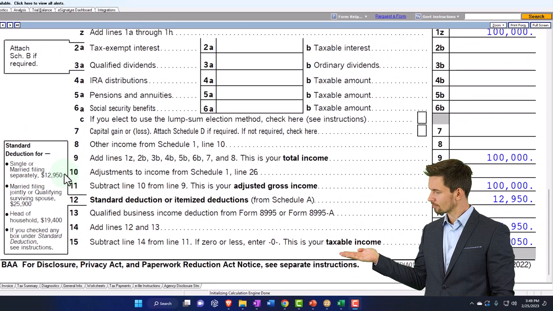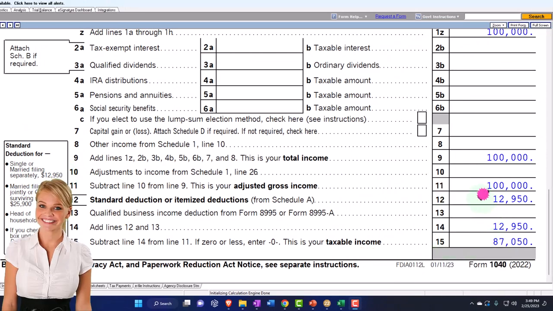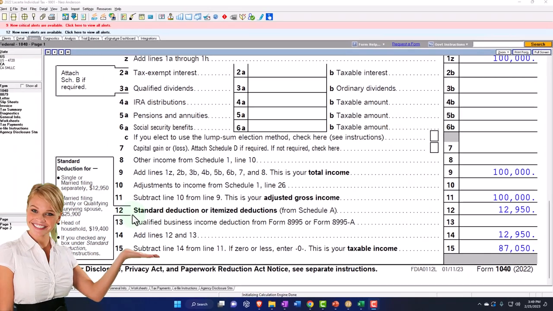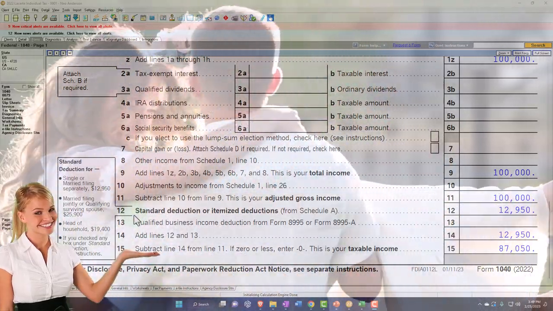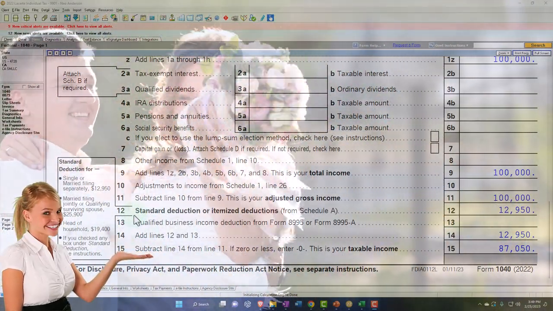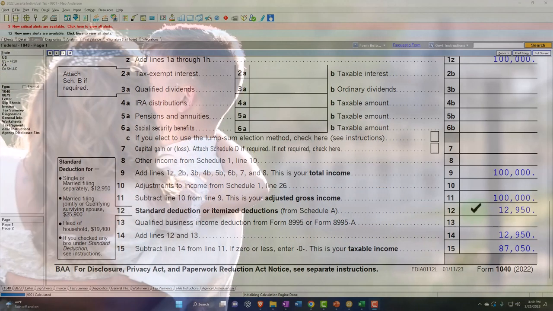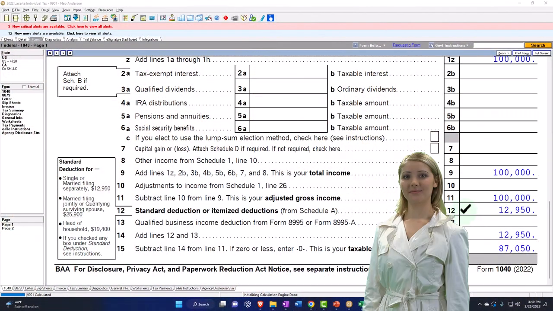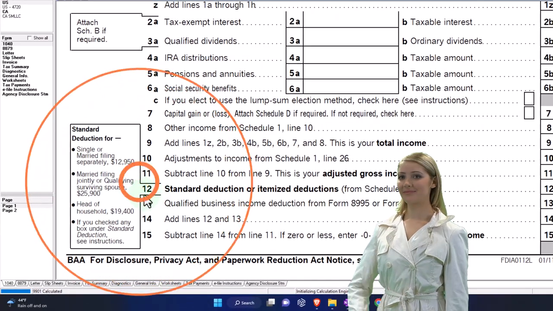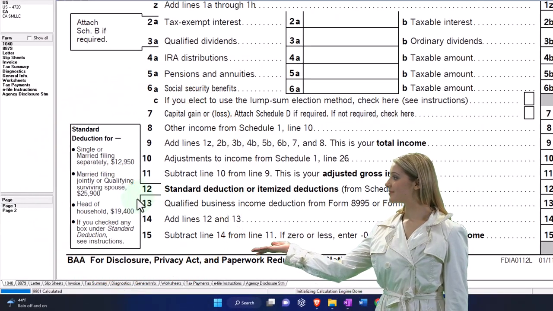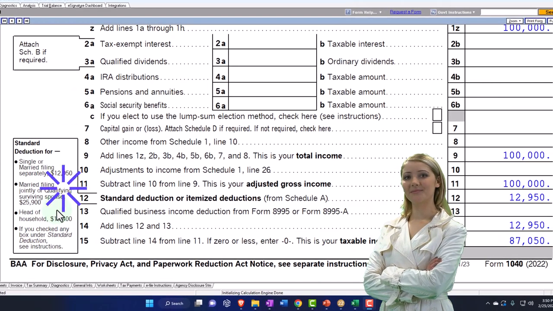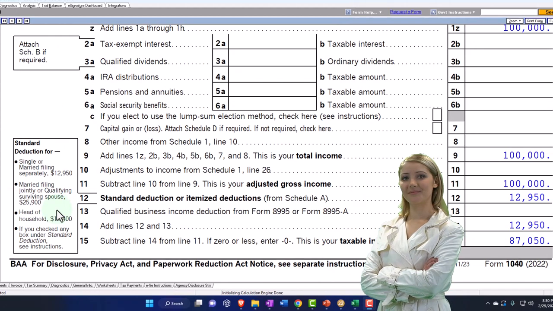So the single or married filing separately is, of course, that $12,950. There's the $12,950 here because that is the filing status we're talking about. If we went to married, and this is how I would try to memorize this, the standard deductions will change from year to year, but you want to have a general dollar amount of what the standard deduction is on the single filing. And then when married, you would expect it to double, which it basically does here. It's $25,900. So that $12,950 goes up to $25,900 for married.